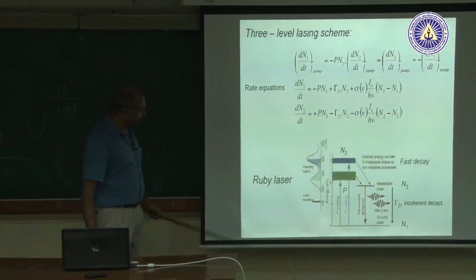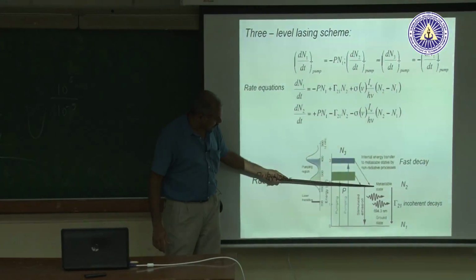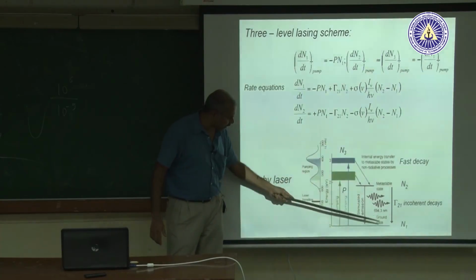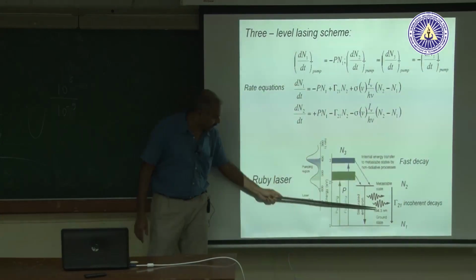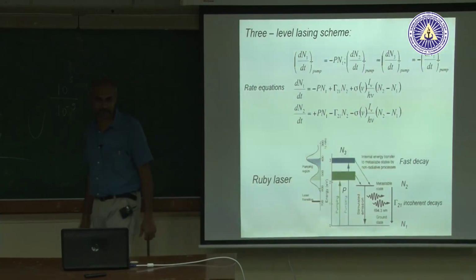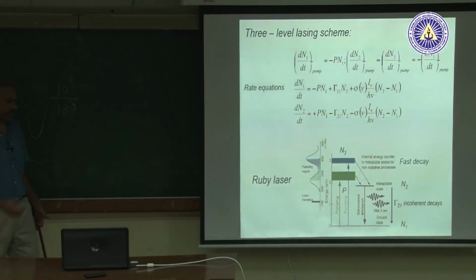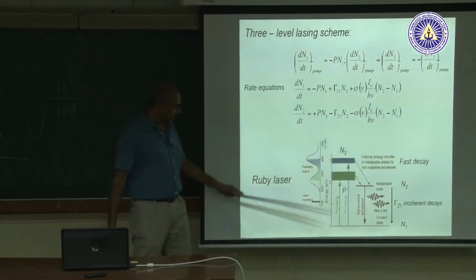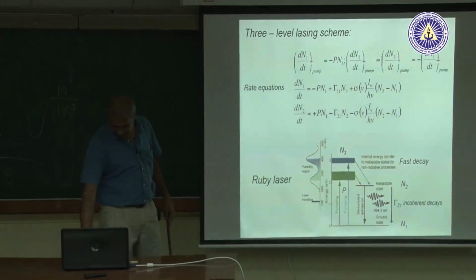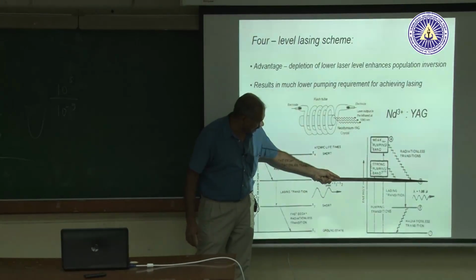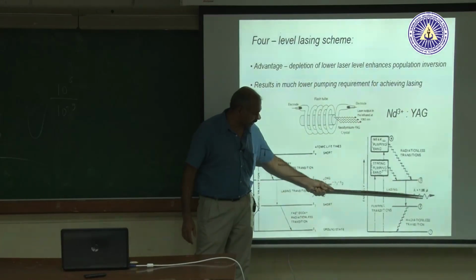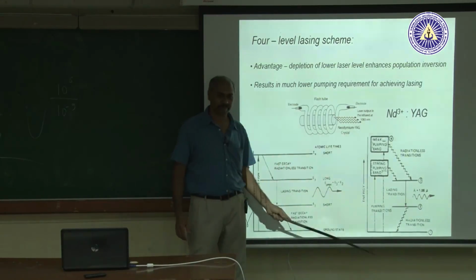Similarly, you want this number N2 to become larger than N1. This is one way, but it's not so efficient because you are fighting against the common ground state. The ground state is always occupied with lots of guys. So people made better lasers by looking at something called a 4-level system. This is the excited state that you want, a metastable state. The ground state itself is leaky.